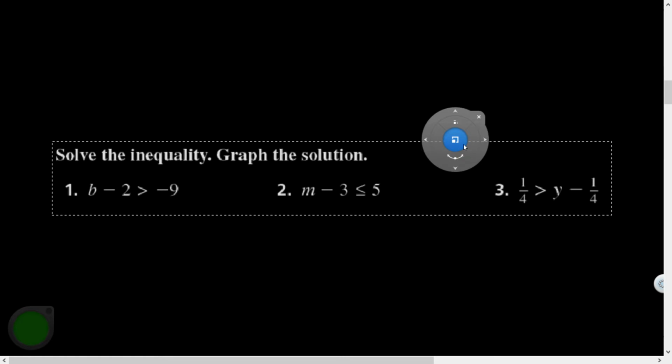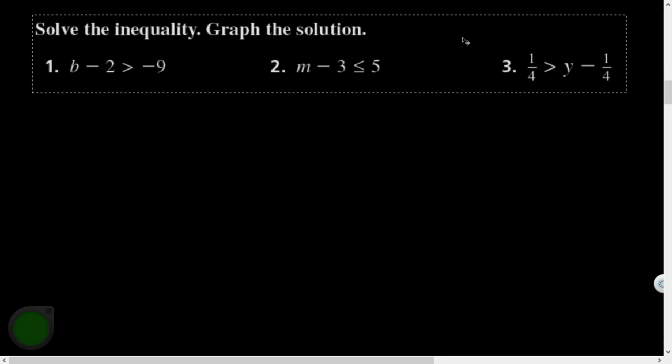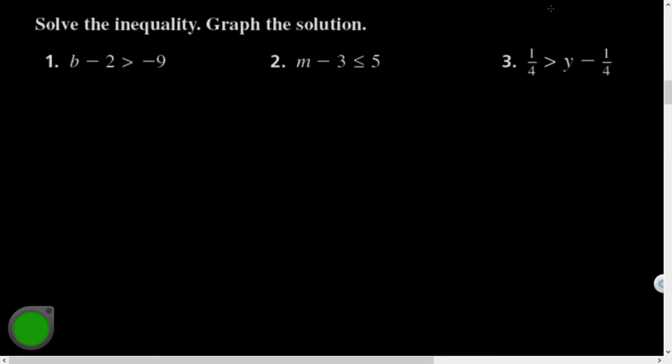Let's try rapid fire. We'll try to do these ones. Okay, here we go. B minus 2 is greater than negative 9. I want to solve for B. What do I do to both sides? Add 2, add 2. How about over here? What do I do to both sides? Add 3, both sides underneath those like terms.